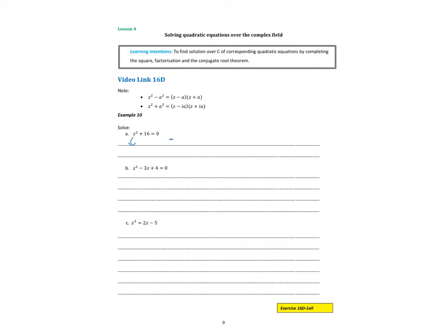But if we're solving, it's just as easy to write z squared is equal to negative 16, which means z squared is equal to 16i squared. So that z is equal to plus or minus the square root of that, which is 4i. So it's just introducing that i squared equal to negative 1 element.